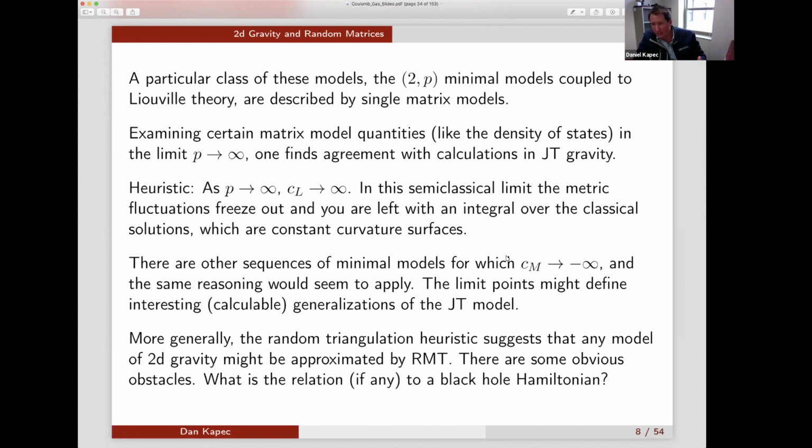So there are obvious obstacles. There's the C=1 barrier. If you take the continuum limit, you might not end up in the right phase. It could be some gross branched polymer phase. Even if you manage to surmount those difficulties, then you have to understand, is there actually some relation to a black hole Hamiltonian? Because lots of these models, they don't involve a single matrix, they involve multiple matrices.